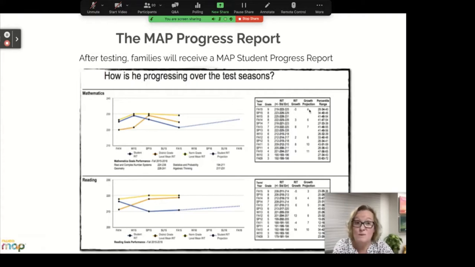This student was supposed to grow by 4 RIT points. They actually went down by 3. In this year, fall 2014, they were supposed to grow by 6 RIT points. They grew by 3 instead. In this year, fall 2013, they were supposed to grow by 7 RIT points, but they grew by 8. I'm showing you that variability because I want you to understand how it fluctuates.